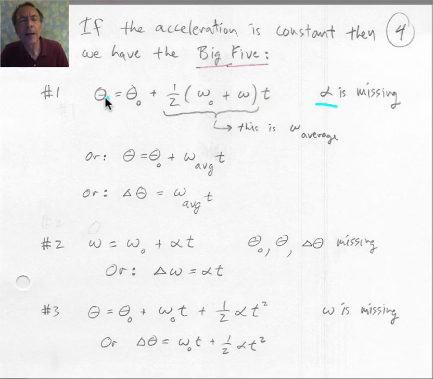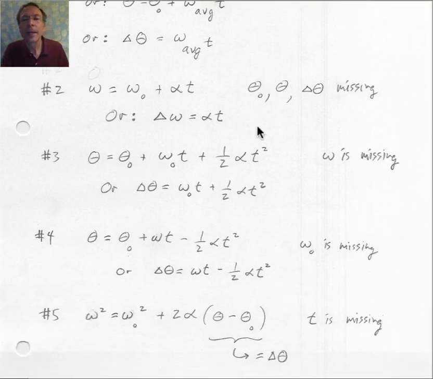And so we have that the final angular position is equal to the initial position plus 1/2 the initial velocity plus the final velocity. Now, if you take this whole thing, that's the average velocity times time. The second one is, now in the second one, the initial position and final position are missing. And this one is simple. It says that the final velocity is equal to the initial velocity plus the acceleration times the time.